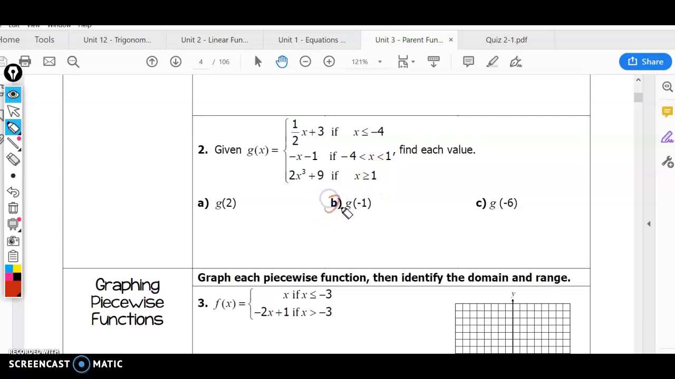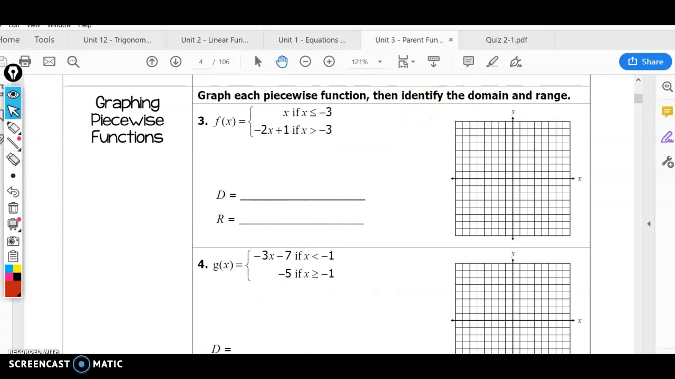Let's do B. So here -1 applies to this middle function because it's between 1 and -4. Plugging it in for x, we get 1 minus 1 equaling 0. Write down what questions you have on evaluating the piecewise functions before we get to the graphing part.